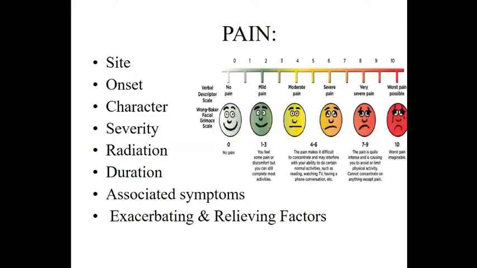It is a basic thing we learned in our third and fourth year, the characters of pain. It may be dull, colicky, sharp, throbbing, stable.